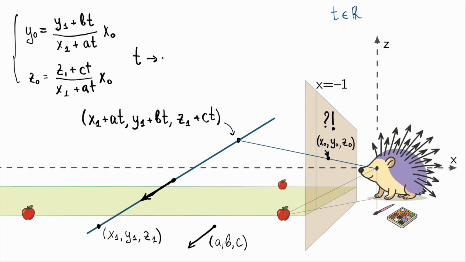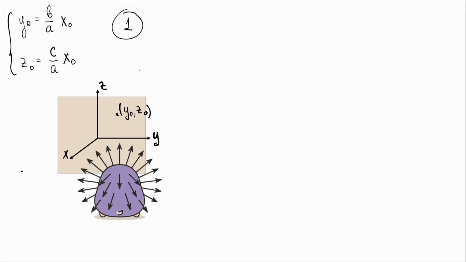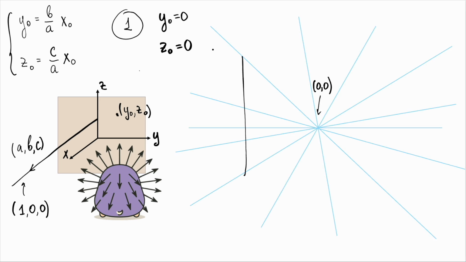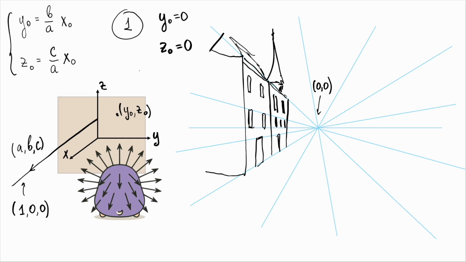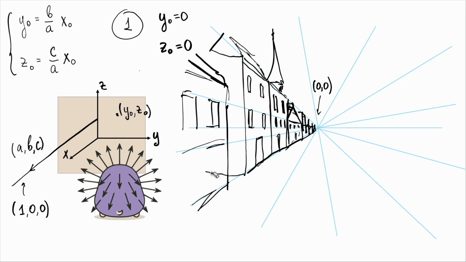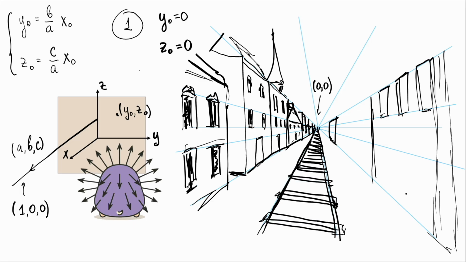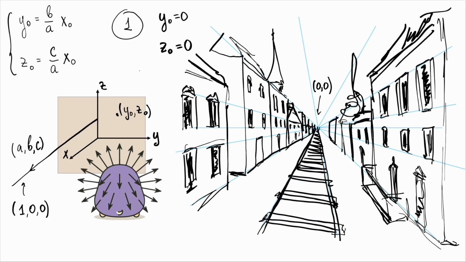Now let's take the limit as t goes to infinity, so the line itself goes to infinity. Then the line goes towards the point b over a times x0 and c over a times x0. Let's look at the special case. Suppose the line is parallel to the x-axis, like train tracks or rooftops on the street we are standing on. Then b equals c equals 0, and the vanishing point is just the center of the horizon line, which, by the way, is at the eye level.